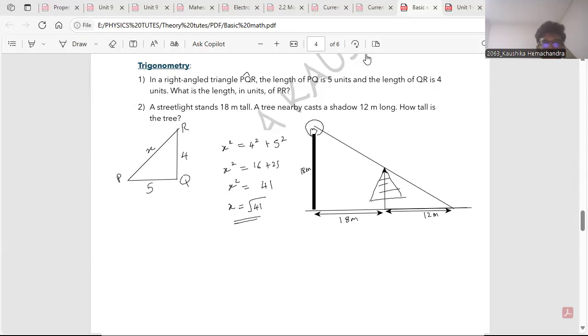The distance from the tree to the light post is given. It's data that is given in the question. I didn't find it, I just gave it to you.